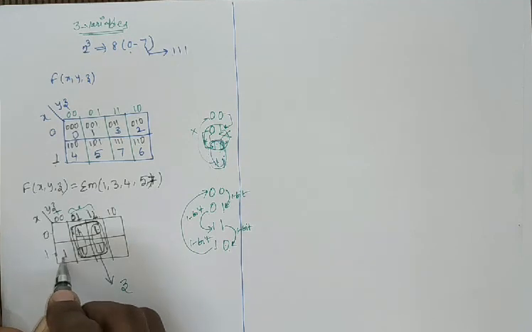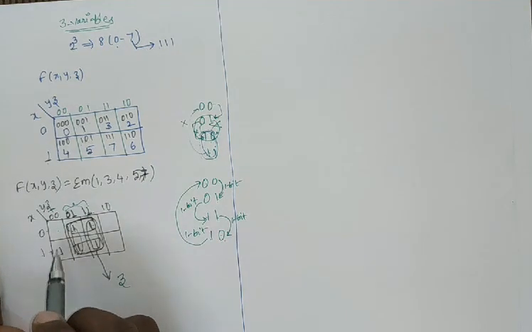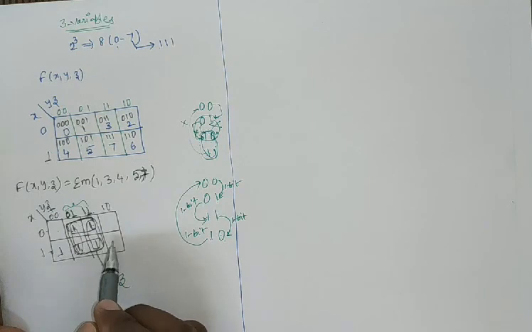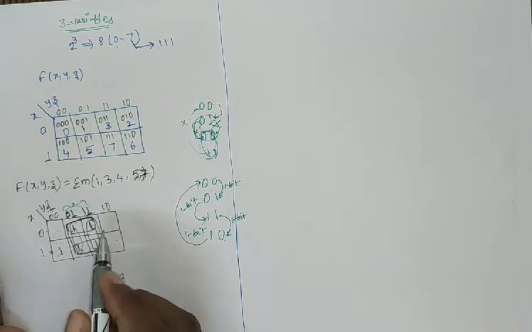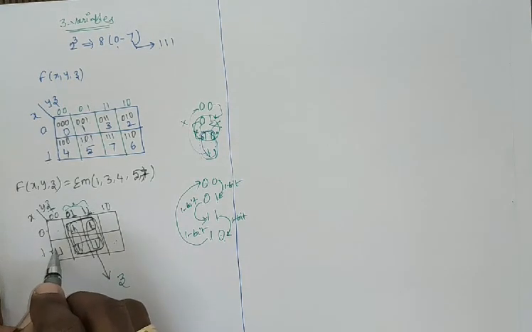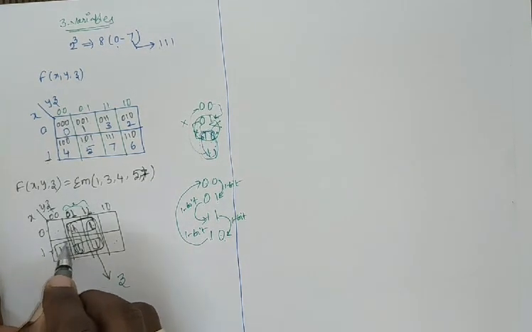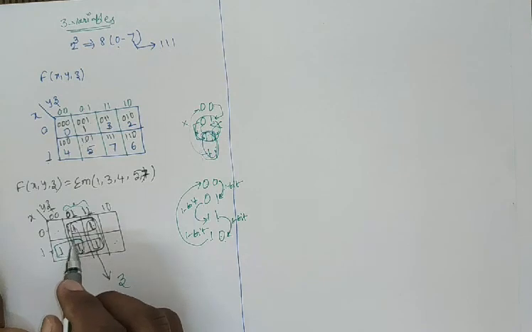So 4 is adjacent to 0, 4 is adjacent to 5, 4 is adjacent to 6. Here 0 and 6 are not given. So now we have to map 4 is adjacent to 5. Again we have to map the 5. Okay, 4 is adjacent to 5.